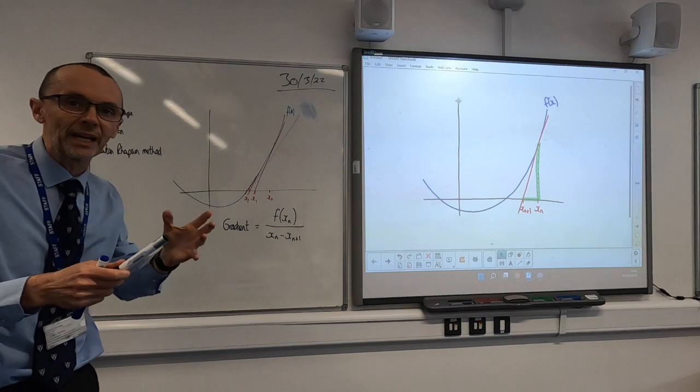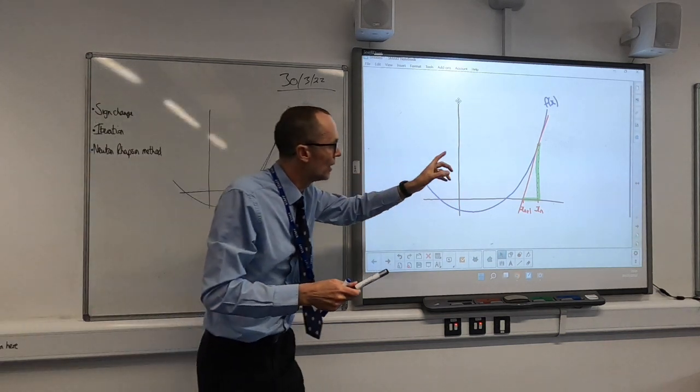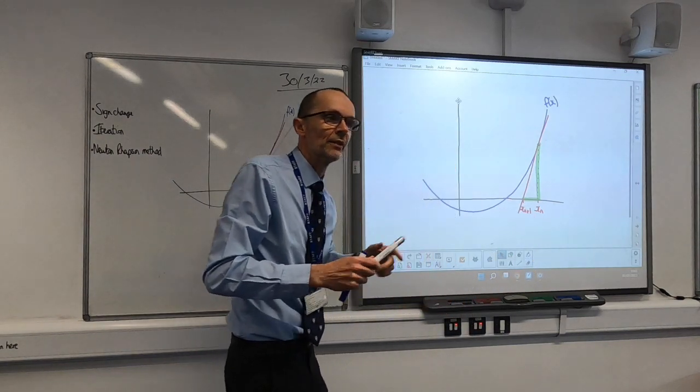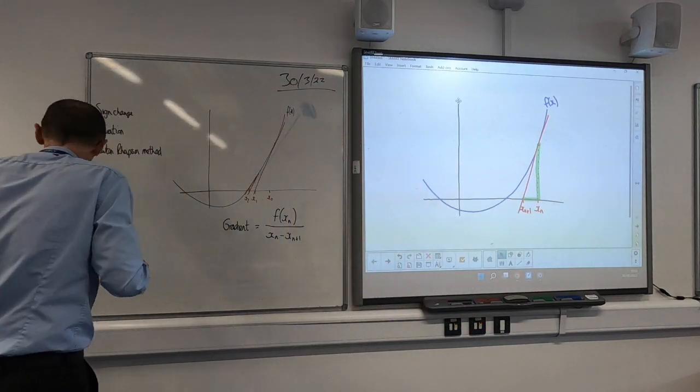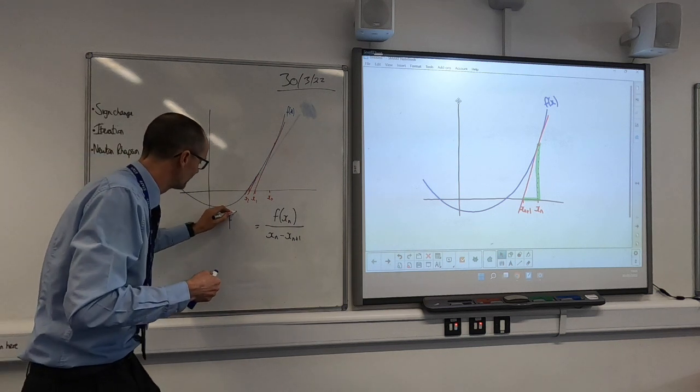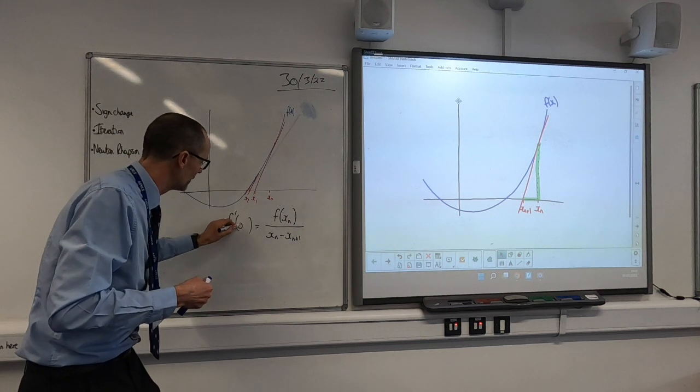And I have a way of working out the gradient of the line at this point that doesn't require me to draw a tangent. We call it differentiating. So actually the value of that gradient is what you get if you differentiate your function and you plug that number in.